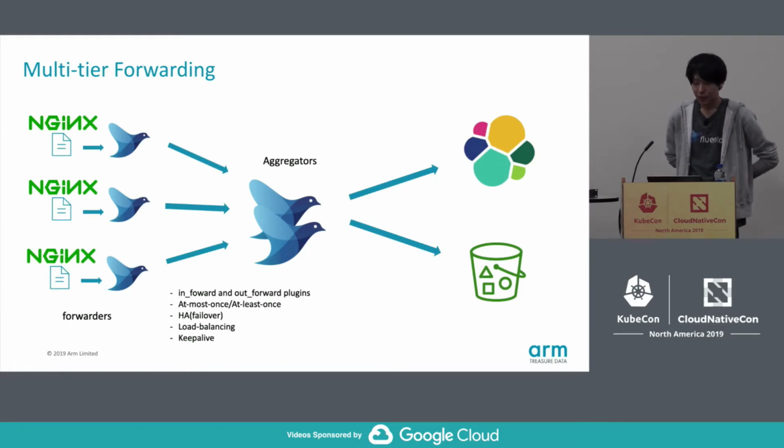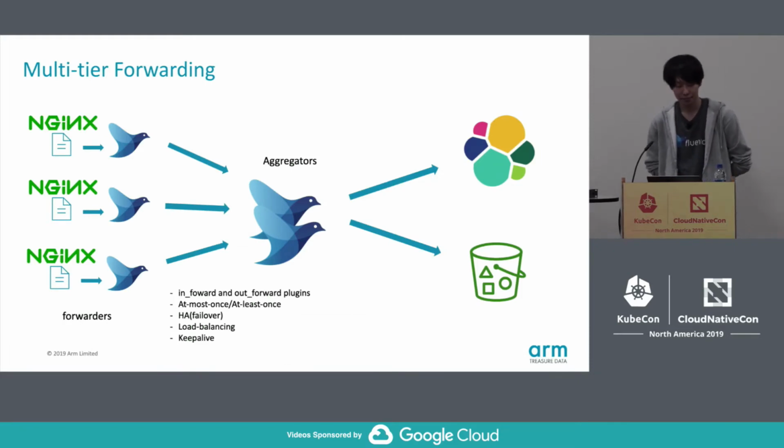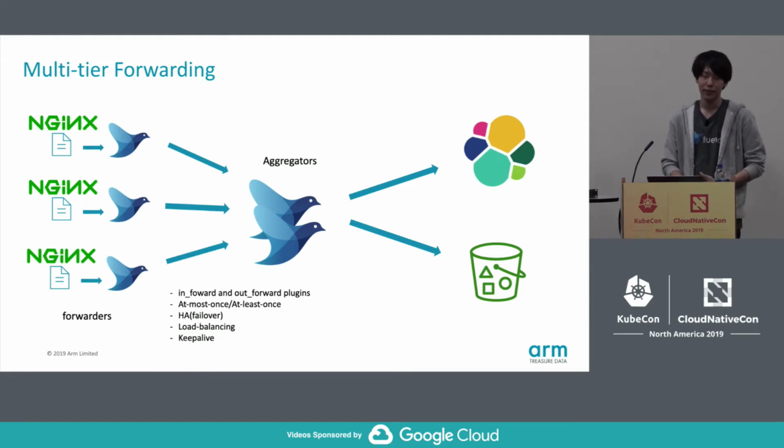And Fluentd supports multi-tier forwarding. This is mainly for high-traffic environments. Fluentd has its own protocol to communicate with other Fluentd nodes. We provide in-forward plugin and out-forward plugin for such purpose. Forwarders use the out-forward plugin to send data to an aggregator, and meanwhile, an aggregator uses the in-forward plugin to receive events from a forwarder.